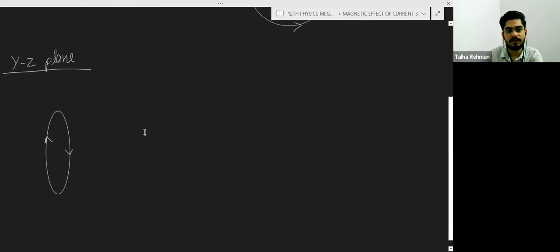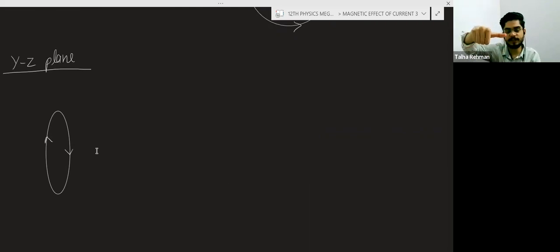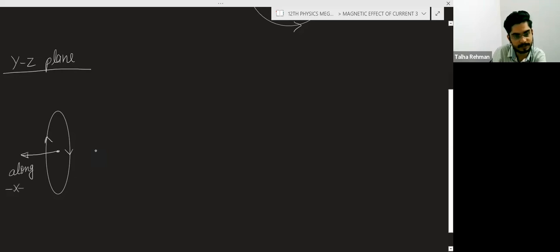So this is in the YZ plane, and just curl your finger now in the direction of the current. See what your thumb is indicating. Your thumb will indicate the direction of magnetic field will be in this direction, along the x-axis, along the negative x-axis.